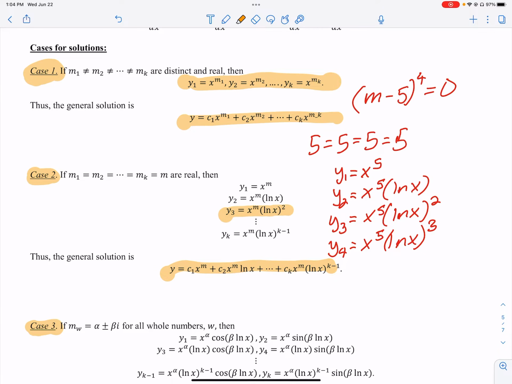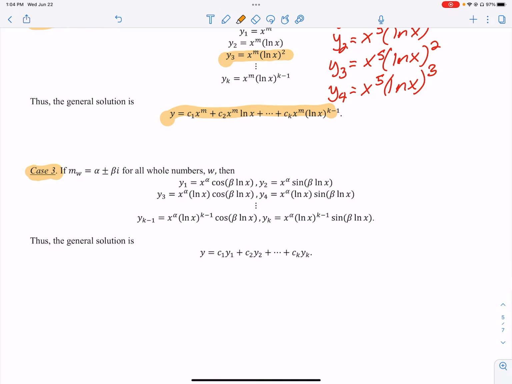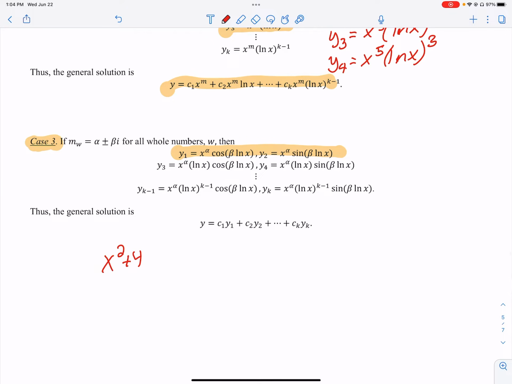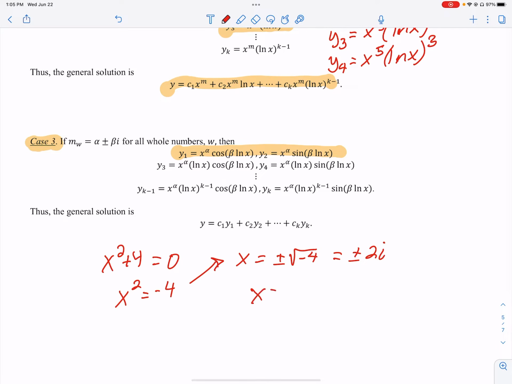Case 3 was our imaginary case. This one would be our normal case if we just had one set. If we had another, if it repeated, let me give you an example here. Take x squared plus 4. Let's solve that. Let me get rid of those parentheses. This is x squared equals negative 4, which tells me that x is plus or minus the square root of negative 4. That is plus or minus 2i. So x is equal to 0 plus or minus 2i.